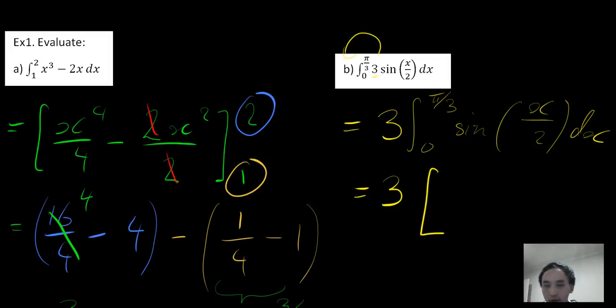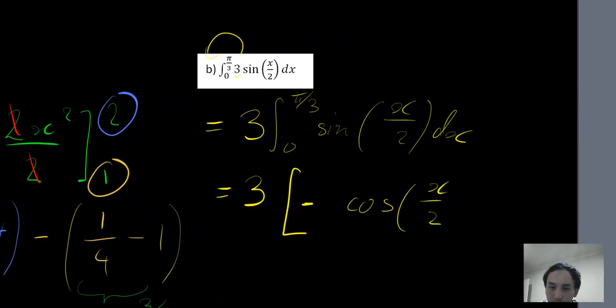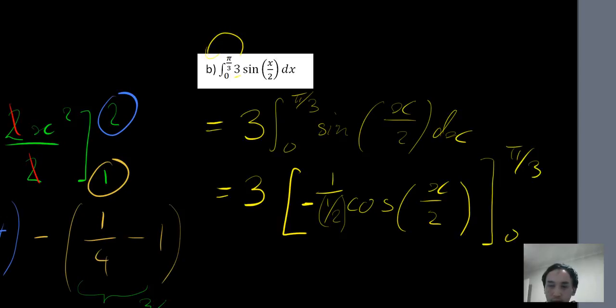So putting the 3 on the outside, we're dealing with that later. So we're going to get negative cos x on 2. Yeah, I'll just scroll over a little bit. And the coefficient of x here is half, so we need to say 1 divided by half over here. Okay, and our terminals are 0 and pi on 3. Well, this part over here is -2.